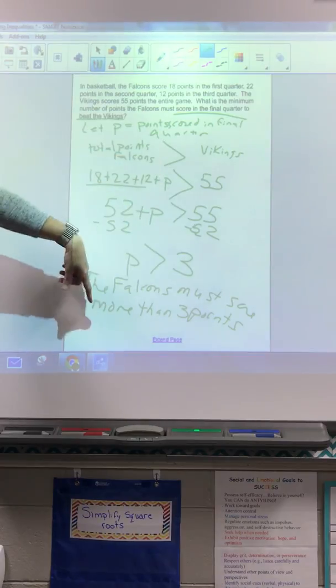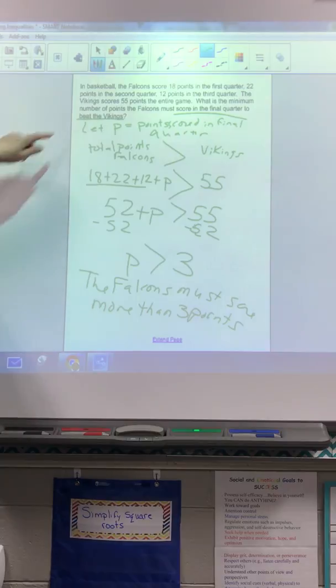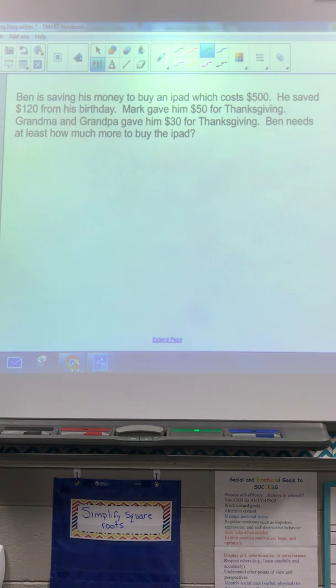You can't say minimum, because if you say they must score a minimum of 3 points, you end up a tie, and you do not want to be a tie. It definitely has to be greater. So that inequality word does not work in this situation, because we want to beat. So make sure you use common sense, because it's just not always yes.